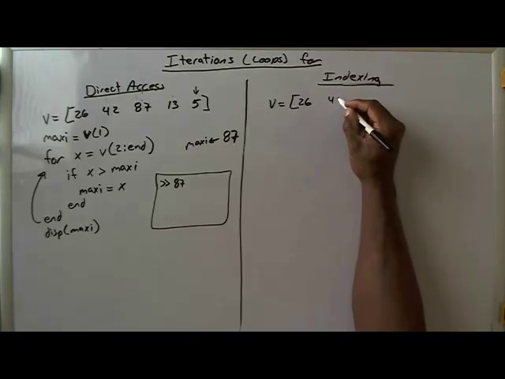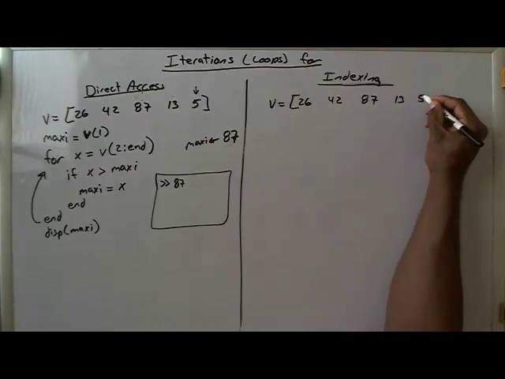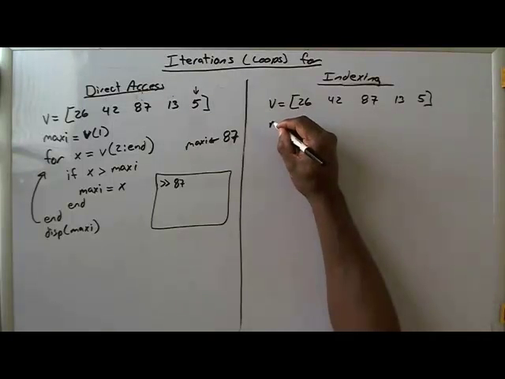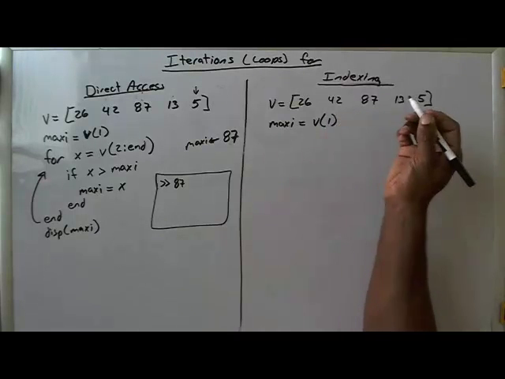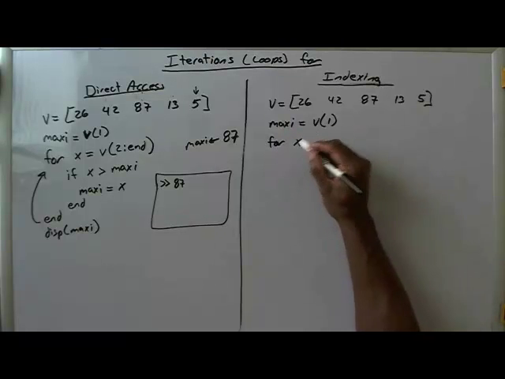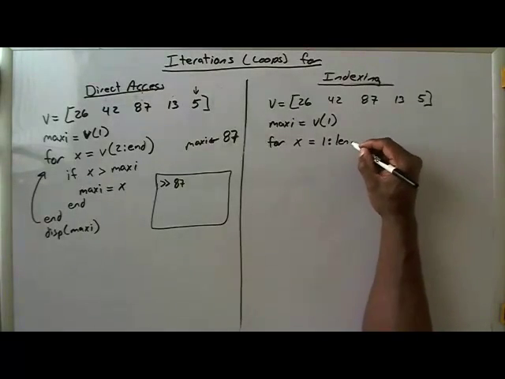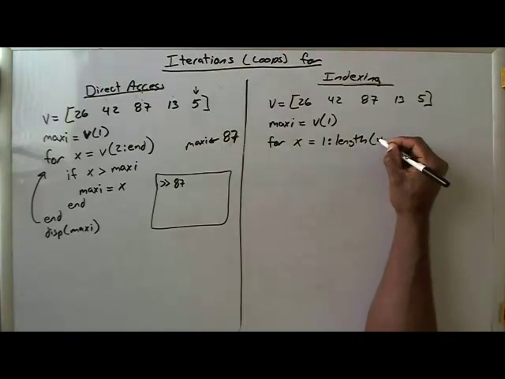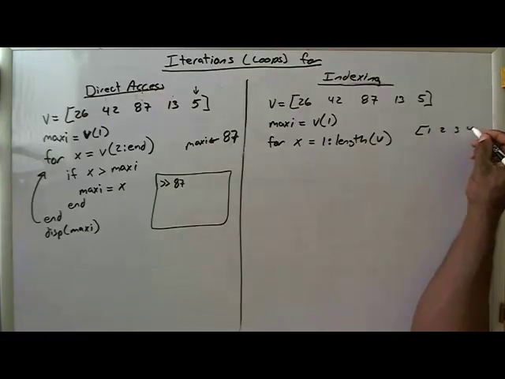Same vector, v equals 26, 42, 87, 13, 5. We're going to do maxi equals v sub 1. And then we're going to do the indexing method. So for x equals 1, the vector 1 to the length of vector v, which now x is going to go through the vector 1, 2, 3, 4, 5. Okay. All right.